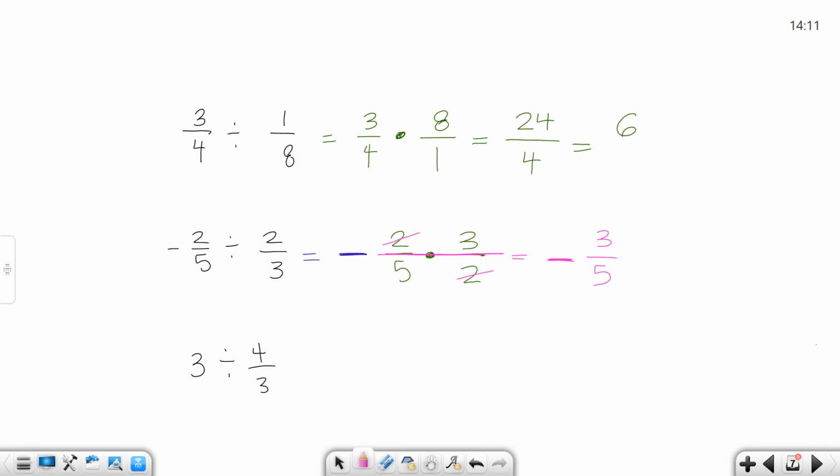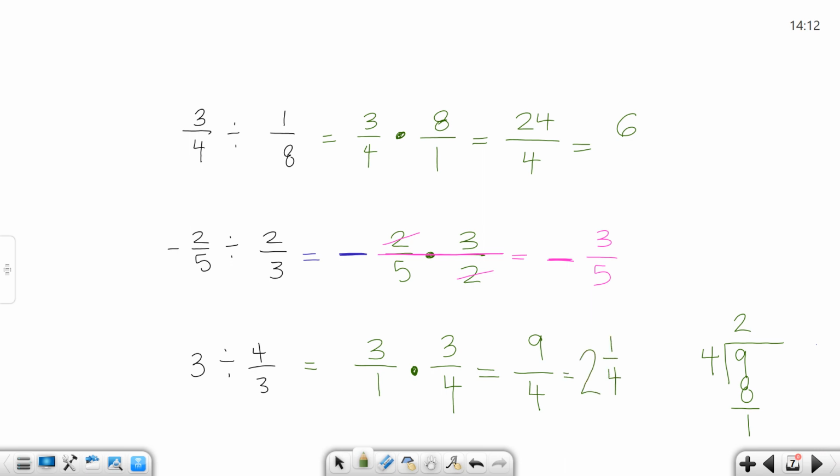Okay, looking at your last one, you have the whole number 3. So that's 3/1. The whole number 3 is 3/1. So I'm going to keep and change and flip. So when I multiply across the top, I get 9. And when I multiply across the bottom, I get 4. To change that into a mixed number, 4 goes into 9 2 times with 1 left over. So this would be 2 1/4.